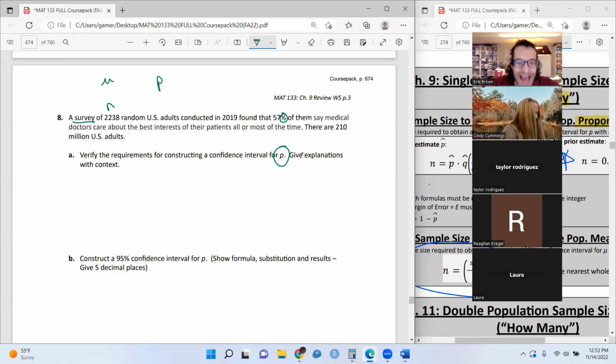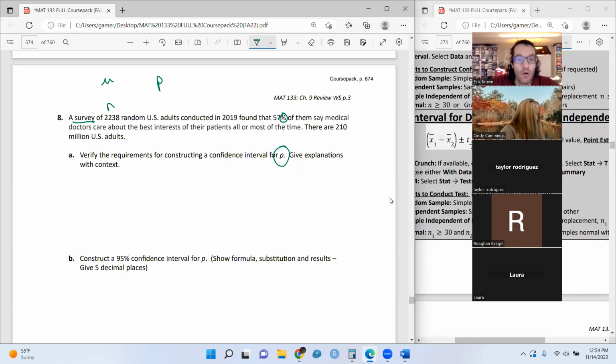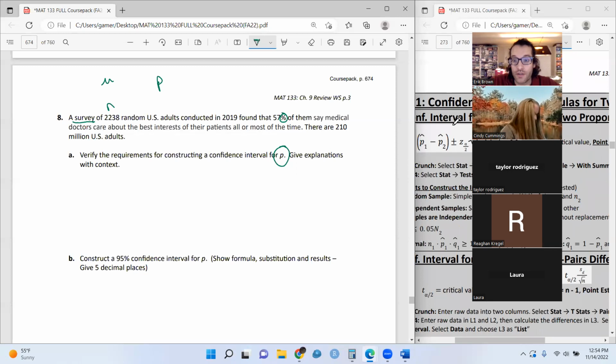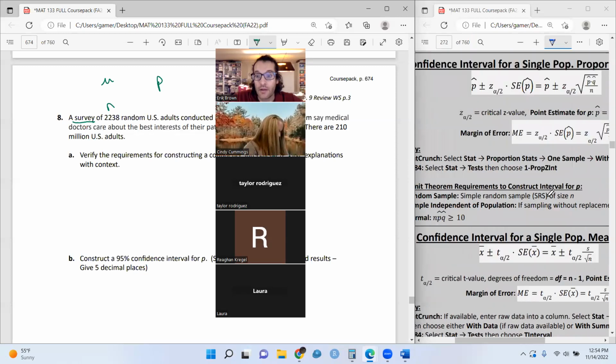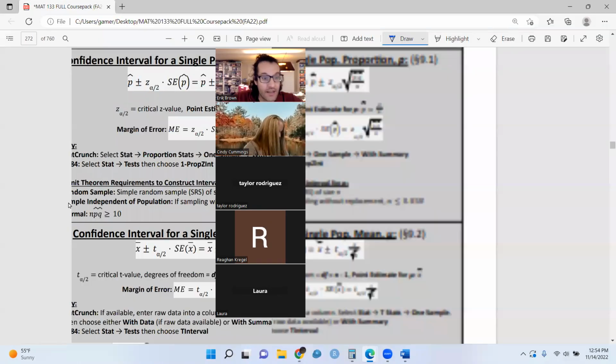Cool. Okay, what's the question for A? Random, independent, normal. Love it, Taylor. That's it. You're doing the random, independent, and normal for a proportion. So if I scroll up to that here, we're doing this thing.